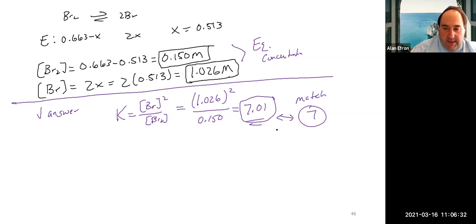Any questions on how to perform an ICE table? Obviously, be careful about putting numbers back in and make sure you put them in the right spot. Any questions on any of that stuff here?